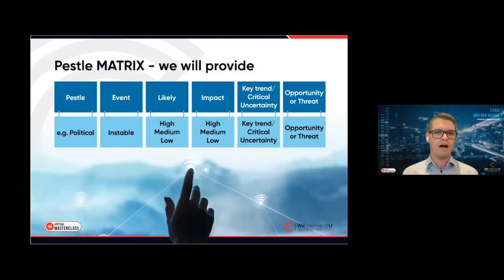What we will also be providing for you as a next step is a PESTLE matrix. Typically what you want to do here is, in terms of the PESTLE factor political, mention that event, the couple that we've jotted down today. You want to go through a process of saying how likely it is that it will happen in your world, and the impact that it will have. Is it a key trend, or is it a critical uncertainty? And then based on your business, would that be an opportunity or threat?